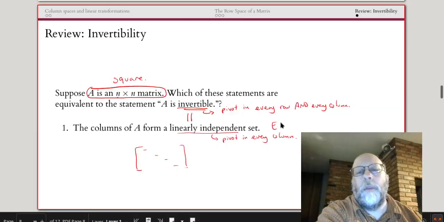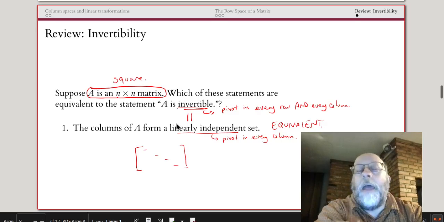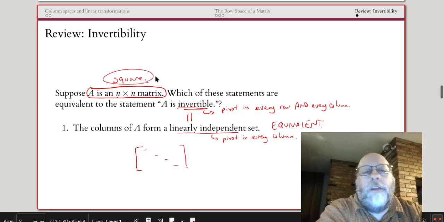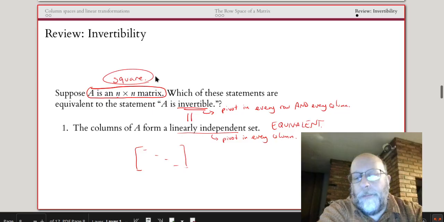So if I know for a fact that the matrix is square, and I tell you that the columns are linearly independent, that's enough for you to conclude that the matrix is invertible.